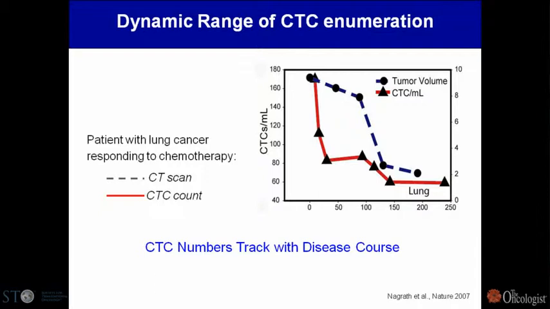So once the number of cells is high enough, you can see what happens with treatment. You can see here in blue is the tumor volume as measured on a CAT scan with effective therapy for lung cancer. In red are the number of CTCs declining quickly. So clearly what we can show now with patients with metastatic disease is that when we capture enough CTCs, we can show how quickly they respond to effective therapy.